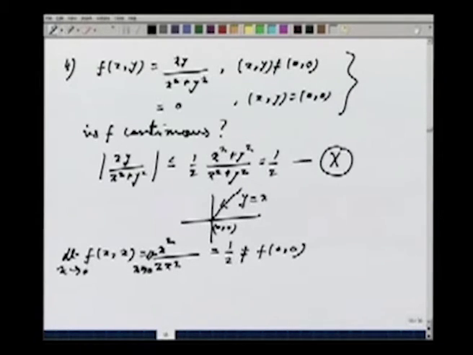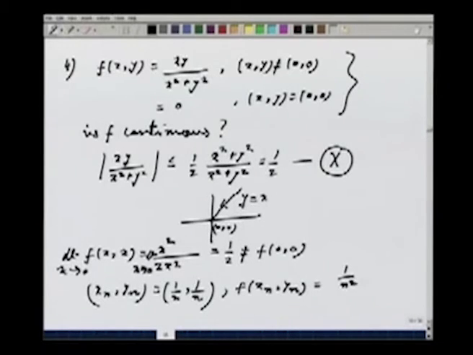Okay, so that means if I choose the sequence xn, yn equal to 1 by n, 1 by n, then f of xn, yn I can easily calculate. It is 1 by n square divided by 2 by n square, that is half. It does not converge to the value of the function f of 0, 0. So f is not continuous at 0, but that is not the end of the story.